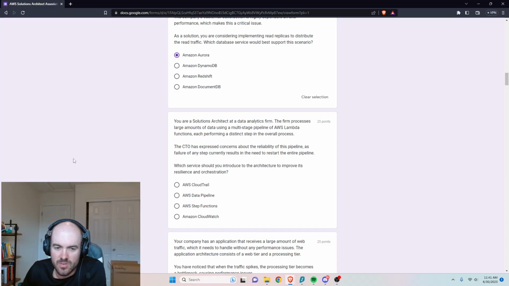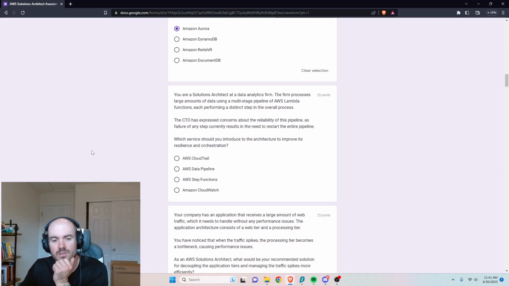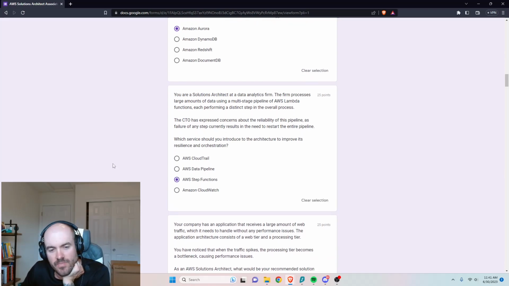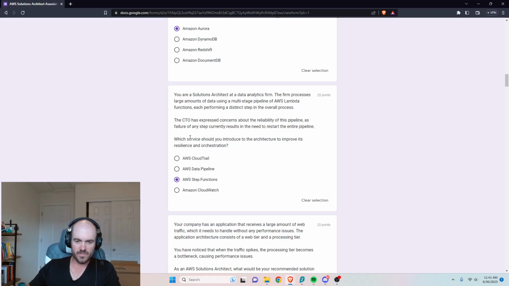It also allows you to organize how your architecture and your pipeline perform and what order of operations are taken. And CloudWatch, similar to CloudTrail, is just a logging and monitoring service. It's not really going to help us improve the reliability and resiliency of a pipeline. So I'm going to go with Step Functions specifically because it talks about orchestration, and I know that Step Functions are really meant to help workflow orchestration. So yeah, let's go ahead and go with Step Functions there. Okay.